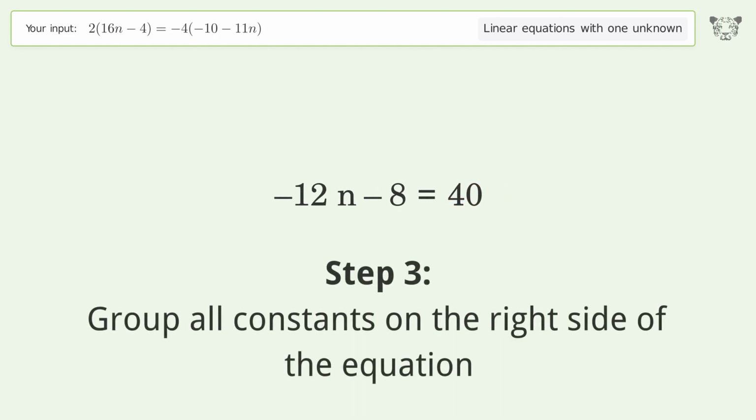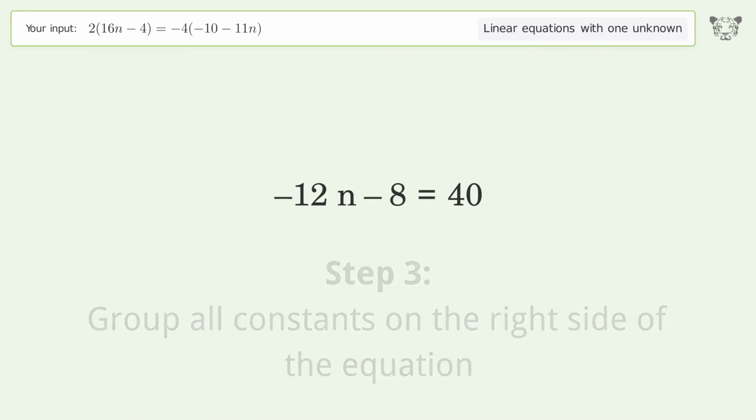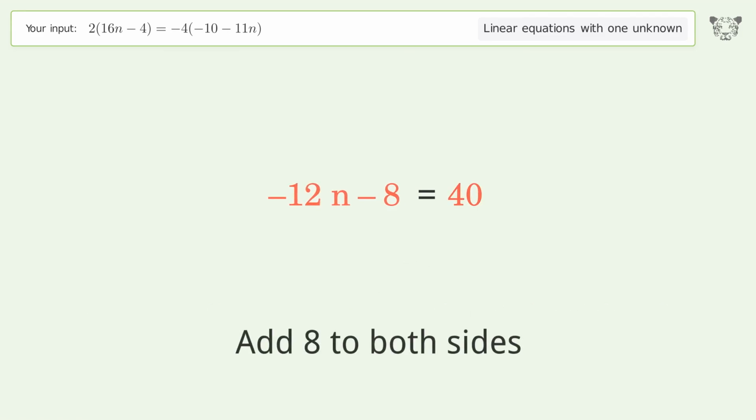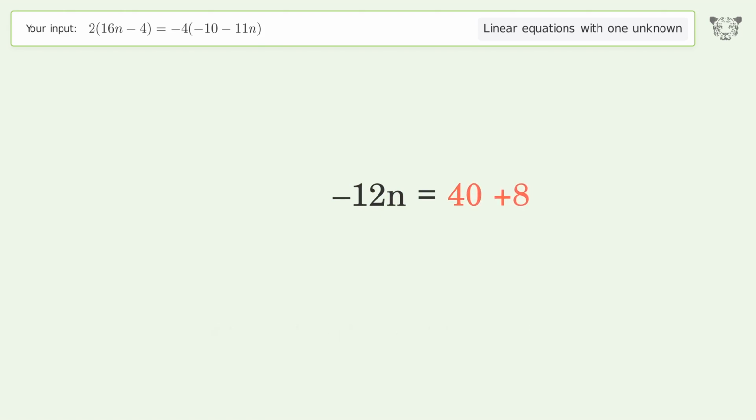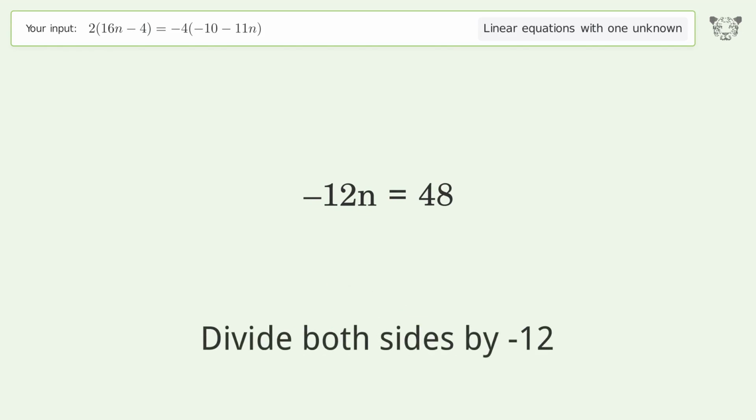Group all constants on the right side of the equation. Add 8 to both sides. Simplify the arithmetic. Isolate the n. Divide both sides by -12.